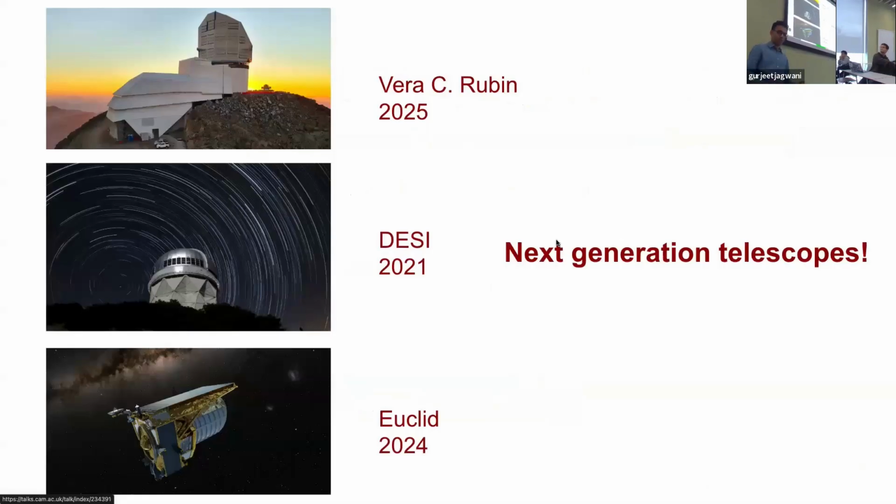So a bit of context, there are a lot of next generation telescopes that are coming out. Rubin, which is going to be starting in 2025, the Dark Energy Spectroscopic Survey, which has started since 2021, and Euclid started observing in 2024. This is the next generation of data that we are expecting in astronomy, and these are really exciting times.